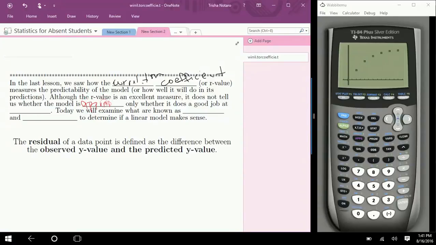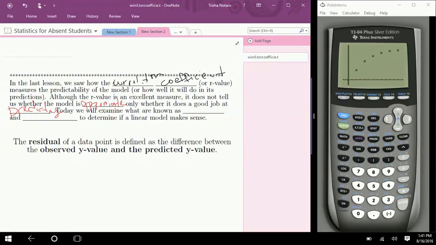If you're confused on how to spell and you can't read what I'm writing, please look it up in a dictionary. Okay, so it does not tell us whether the model is appropriate, only whether it does a good job at predicting. Okay, so it's just predicting.